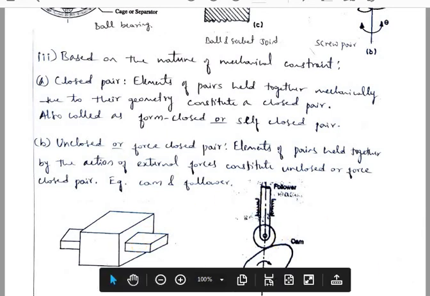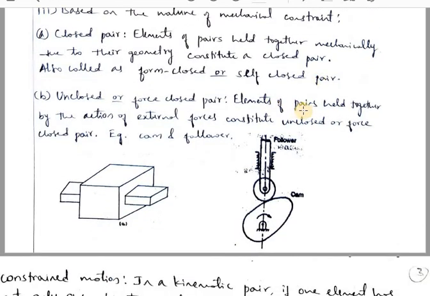Next we have unclosed or force closed pairs. Here elements of pairs held together by the action of external forces constitute an unclosed or force closed pair, and an example for that is a cam and follower. In this, to hold the elements together, external forces or external arrangements are used to hold them together. Such a pair is called an unclosed or force closed pair.